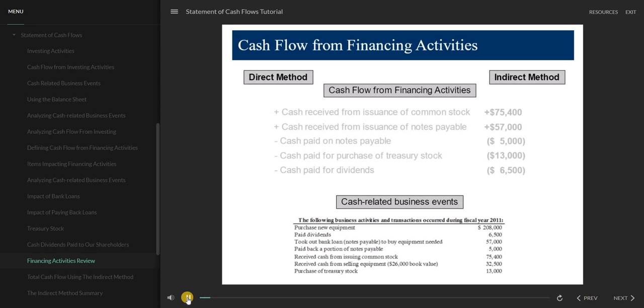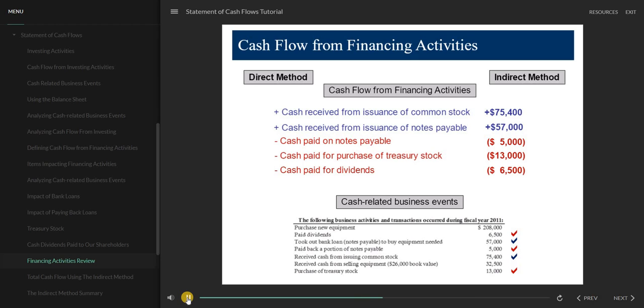In review, to determine our cash flow from financing activities, we refer to the cash-related business events. Keep in mind, this isn't a formal financial statement, but rather is derived from knowing your business and the transactions that have had an impact on cash. Based on that knowledge, we use the list of business activities and transactions which occurred during that period to determine cash received from issuance of common stock, cash received from issuance of notes payable, cash paid on notes payable, cash paid for the purchase of treasury stock, and cash paid for dividends. This gives us a total net cash provided by financing activities of $107,900.